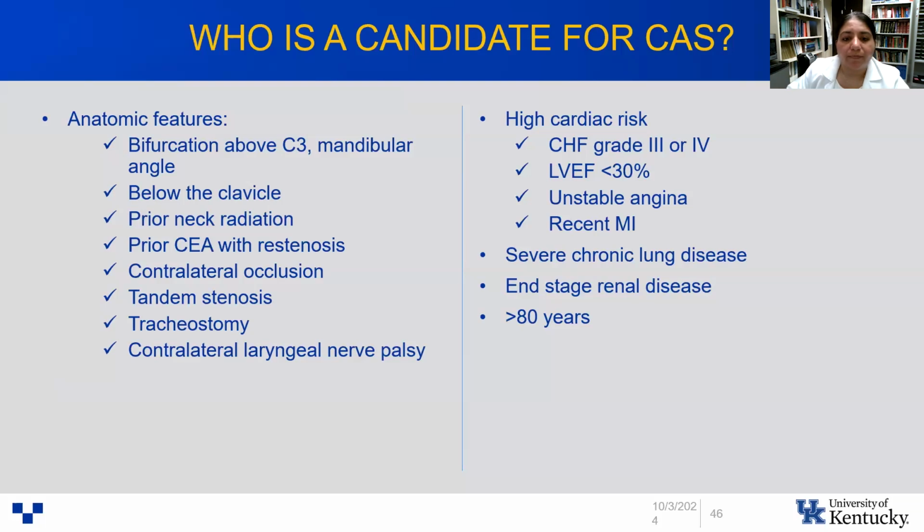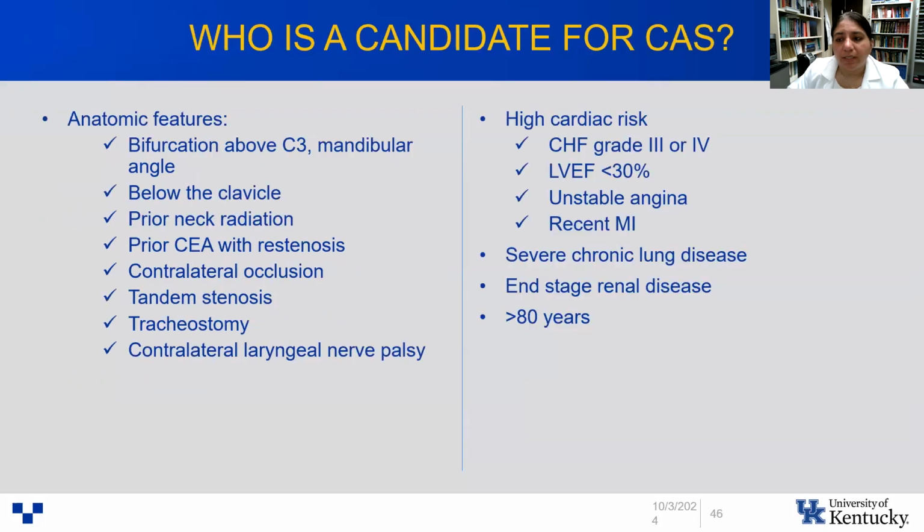And patients who have severe risk factors like lung disease, kidney disease, very old patients who are high surgical risks, CAS can also be performed under moderate anesthesia care, so you don't need full general anesthesia. So these patients would do better with carotid artery stenting.